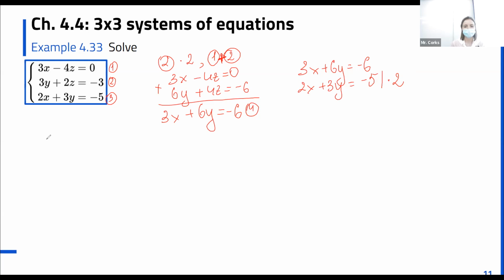So what do we get? 3x plus 6y equals 6. And here we have 4x plus 6y equals minus 10. And we just need to subtract. So we will have minus x, we won't have y, and we will have 16. So x equals minus 4.